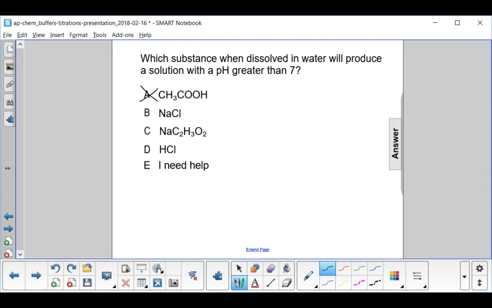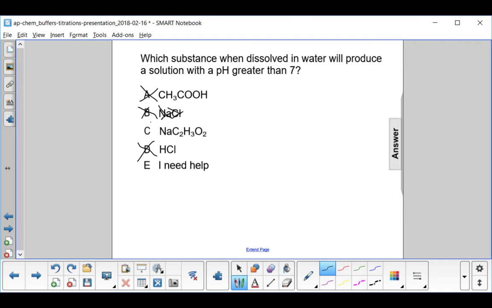Answer choice B, Cl- is the conjugate base of a strong acid, and Na+ is a metal ion, the result of a strong base, so neither of those will hydrolyze. We'll end up with something neutral. And then this HCl is a strong acid, so we'll get complete dissociation and an acidic solution.